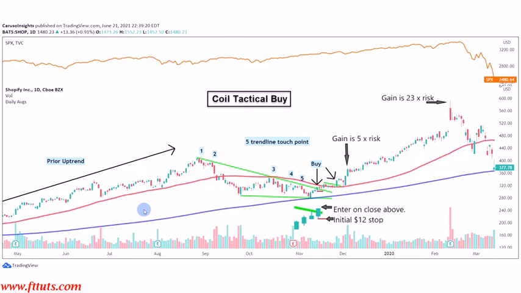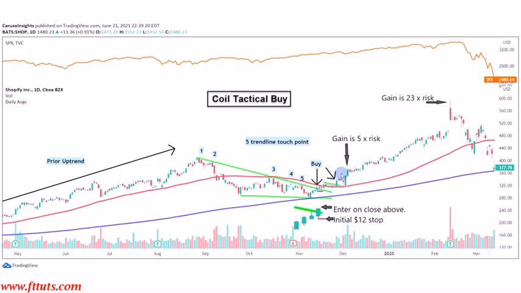Next up is Shopify. We looked at Shopify multiple times, and here you can see this set up an incredible 5-touch trend line, just incredibly rare. And you can see right here, that last breakout, I kind of blew it up right here at the bottom, but as we broke through that upper trend line, we had an initial stop of $12, which seems like quite a bit, but this is a $300 stock at the time. And we never took out that low.